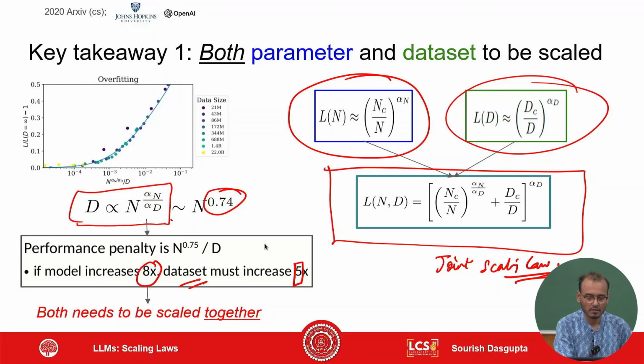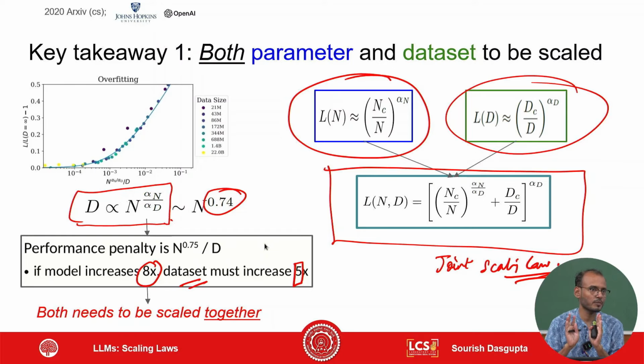Sorry, the data. You have to increase the data set by 5 times. So you cannot just keep quiet on the data side. If you increase the model 8 times, you have to increase the data set also 5 times. So that's the relationship. 8 times over here would mean 5 times of the data set. Then only you can see the spike.